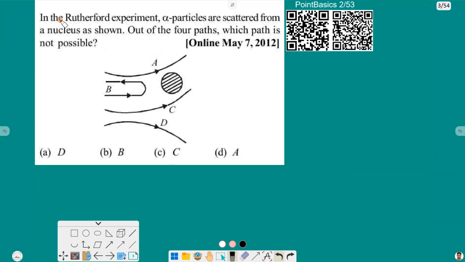Moving to the next one. In the Rutherford experiment, alpha particles are scattered from the nucleus as shown. Out of the four paths, which is not possible? So it is mentioned that the alpha particle is scattered.